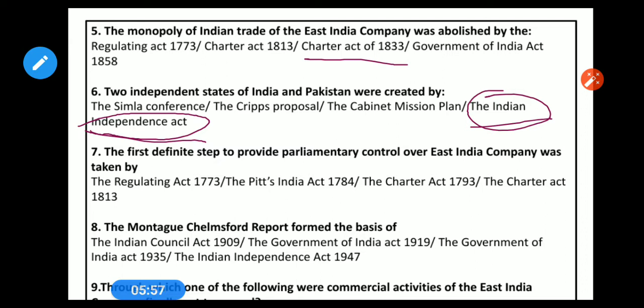Question number 7. The first definite step to provide parliamentary control over East India Company was taken by, options are the Regulating Act 1773, the Pitt's India Act 1784, the Charter Act 1793, and the Charter Act 1813. The correct option is the Regulating Act 1773.